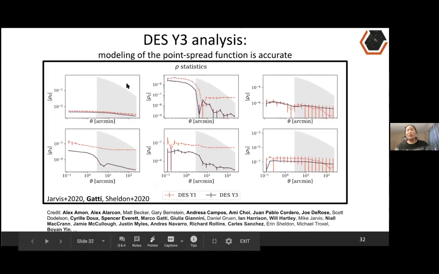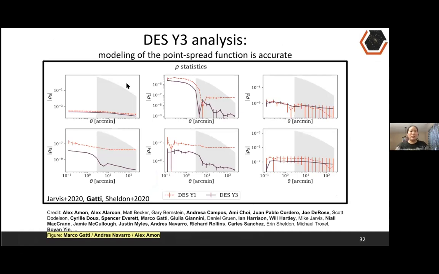So there are two important takeaways, and I won't talk too much about these figures, except that they indicate how accurate some of the measurements are and how well calibrated they are. This plot is something called the rho statistics. These are different combinations of correlations of star shapes and sizes. I won't define them, but the important bit is that 10% of the cosmological signal is shown in gray. And these are mostly additive effects to the cosmic shear signal.